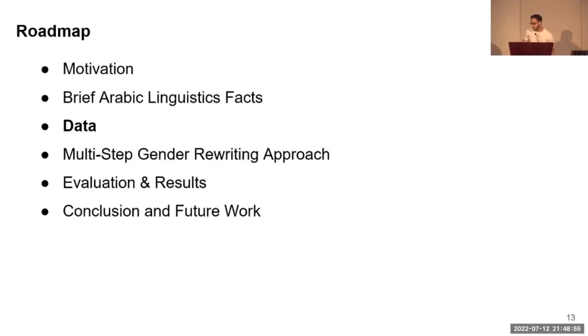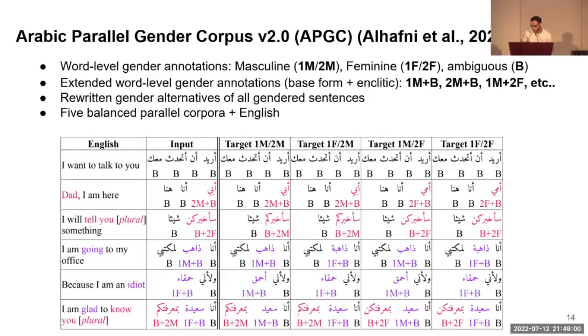Now, in terms of the data that we used to train and test our systems, we used the Arabic Parallel Gender Corpus, which is a parallel data set that we developed last year. We selected sentences from the OpenSubtitles 2018 data set. And the sentences basically have word level gender annotations to indicate the gender of either the speaker or the listener of every word in the sentence as either masculine, feminine, or ambiguous. The number part of the label basically indicates the first person or the second person for the listener or the speaker.